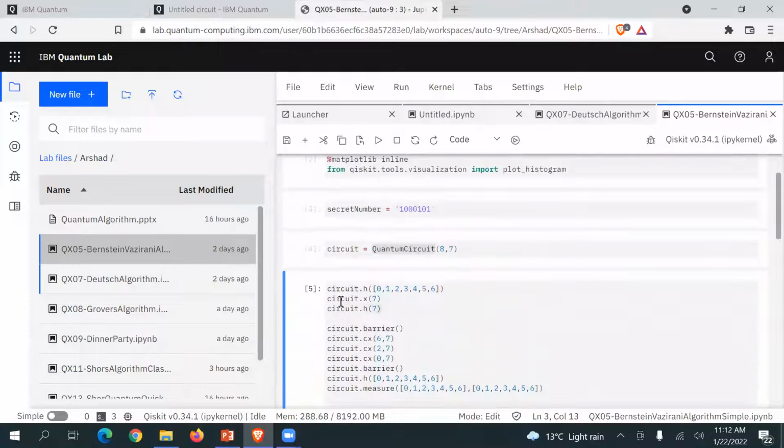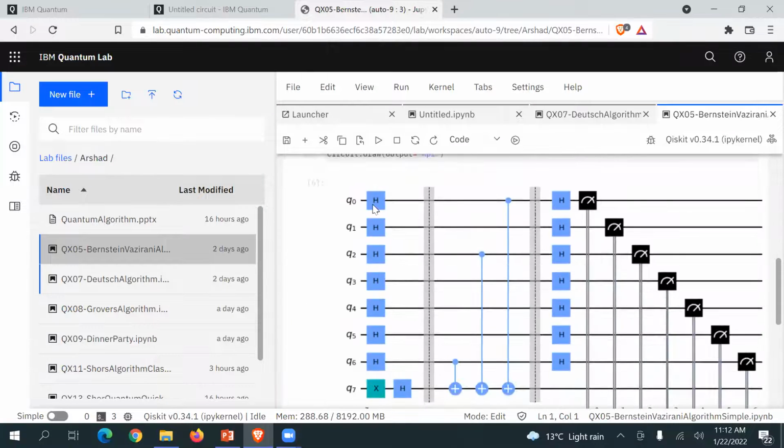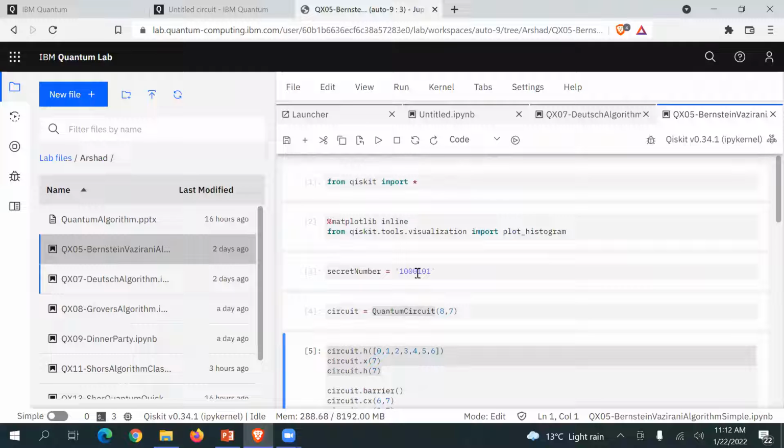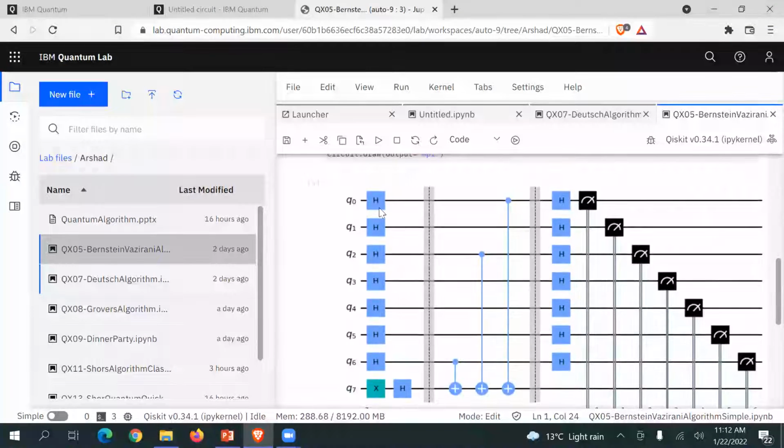Once this code is executed, this is what we have. We have 8 qubits. For the first 7 qubits, 0 to 6, we put a Hadamard gate, and on the last qubit we put a NOT and a Hadamard gate, then a barrier.